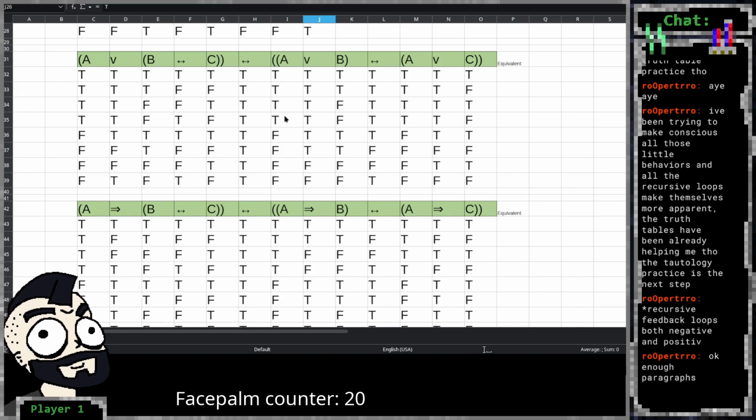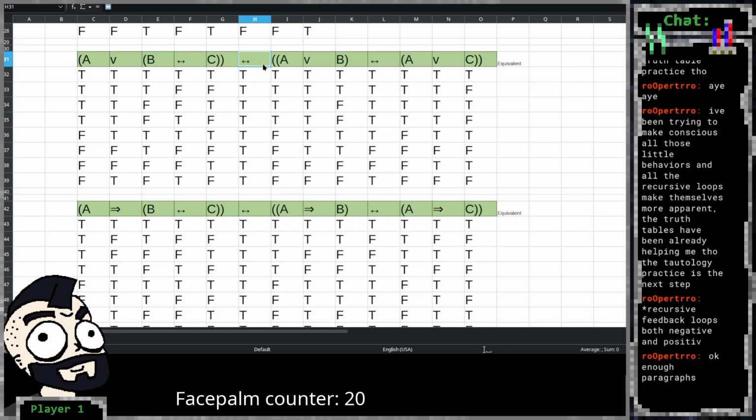Okay. These are a little longer. They are 8 rows long. But it's still the quickest, laziest way to prove equivalences. So, A or B if and only if C, if and only if A or B. Okay, no, I read it wrong. A or B if and only if A or C is the same as A or B if and only if C. Intuitively, this also makes sense.